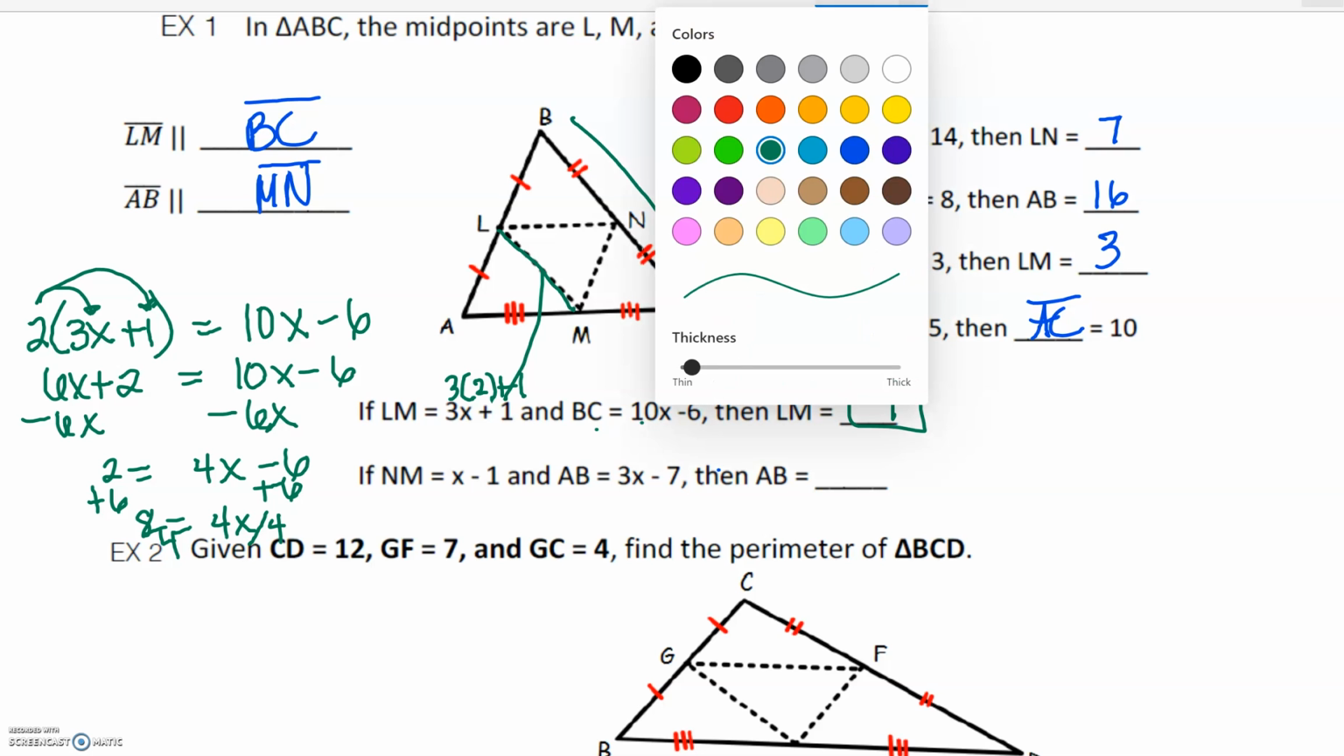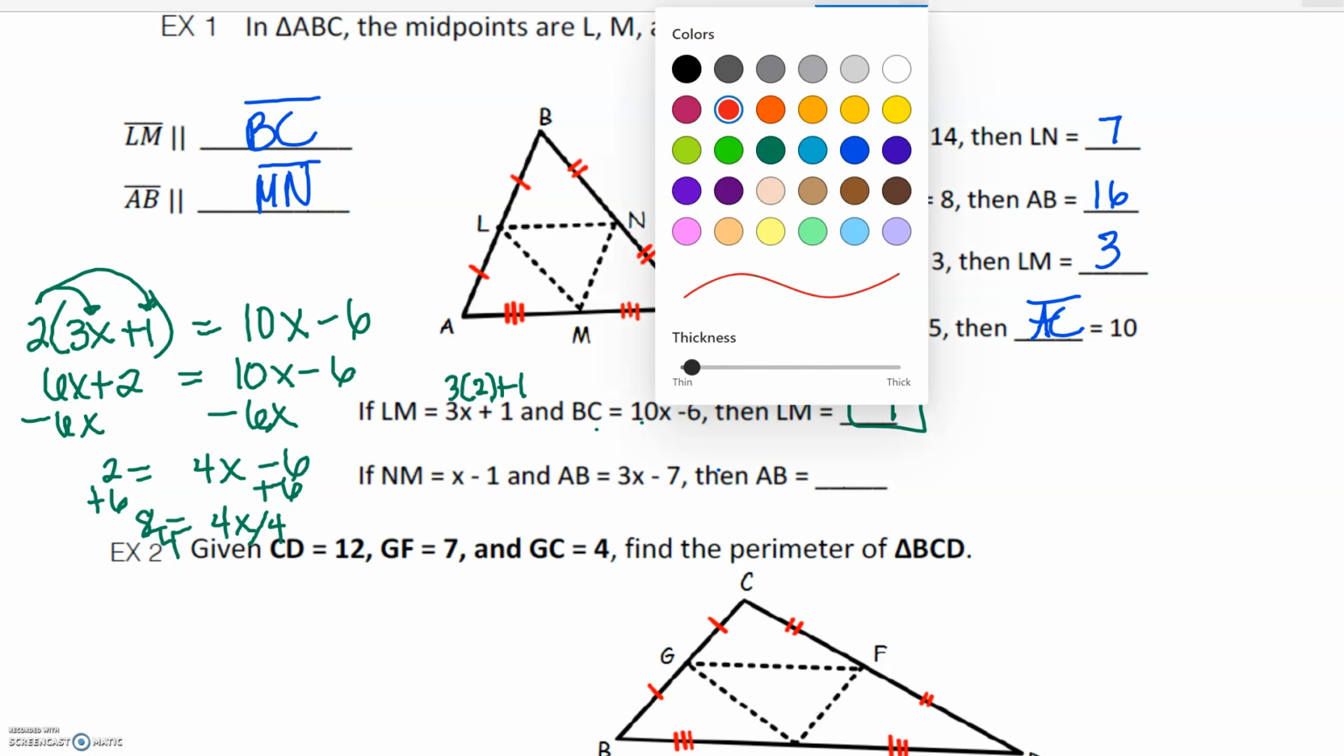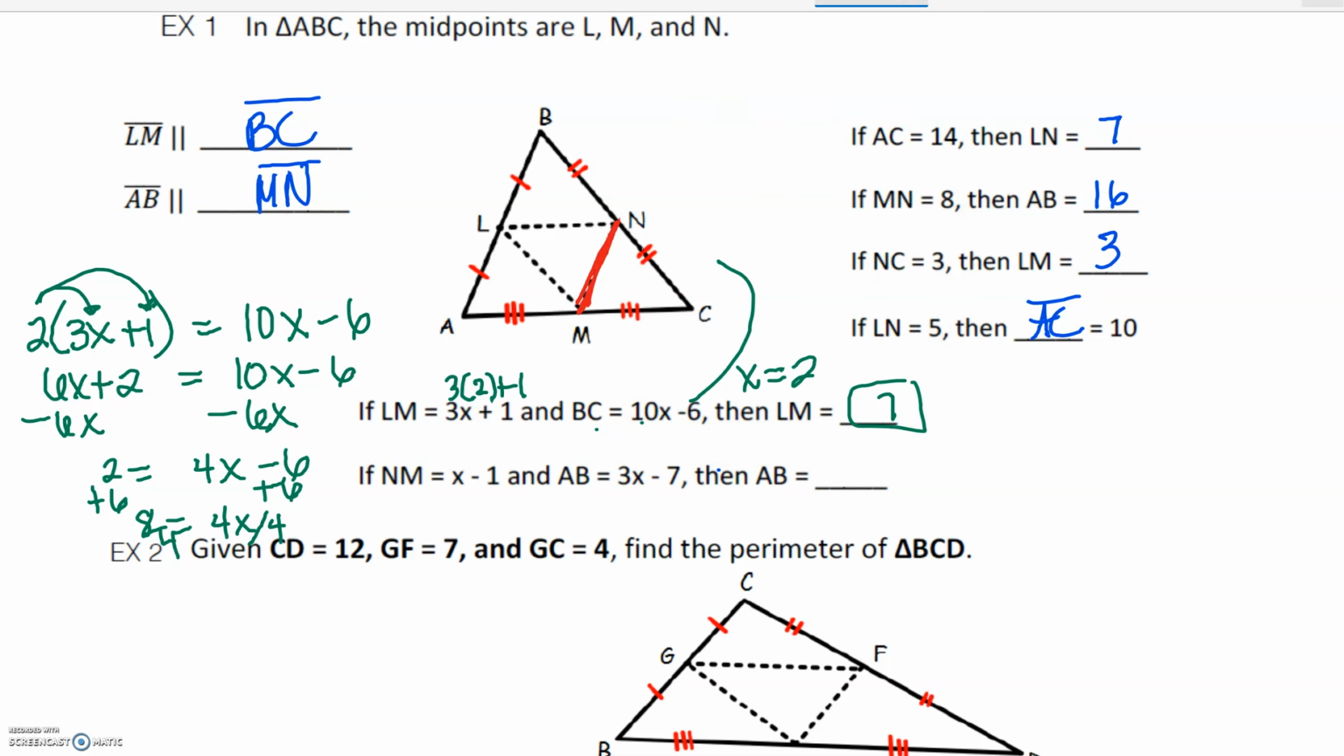So if you want to try this next one on your own, go for it. You're going to be given NM, and that's x minus 1, and then AB is 3x minus 7. So which one? We need to double this one, and then we can set it equal to that one, the longer. So 2 times x minus 1 equals 3x minus 7, and go ahead and solve that.